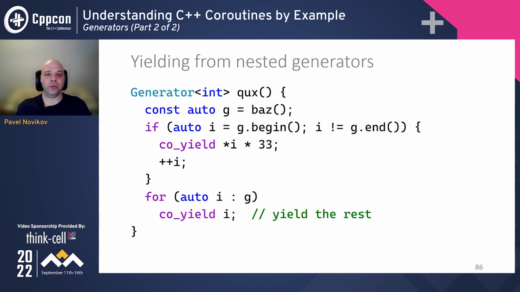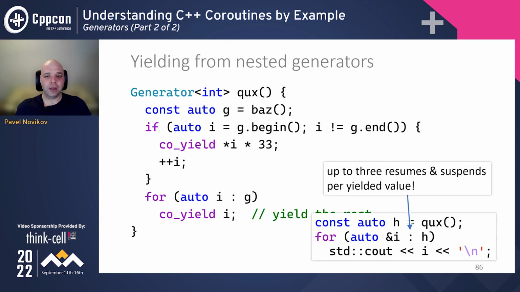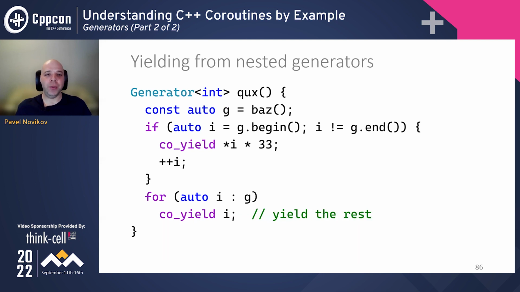Here we have a cooks generator, which creates a bus generator. We want to get the first value from the bus generator and change it a little bit. For example, in this case, we multiply it by 33. Then we yield the result. Then we increment the iterator. And after that, we don't care to modify other values, and just yield all the rest of the values from the generator bus.